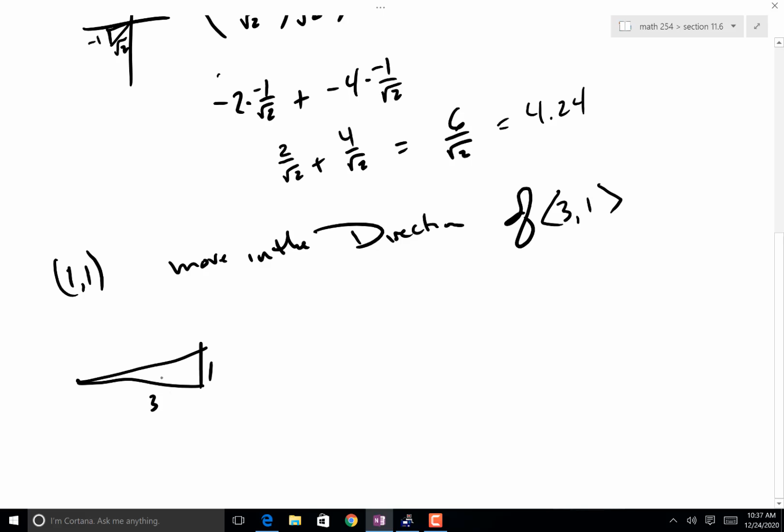So let's draw that picture up. (3, 1), whatever, square root of 10. Are you with me? That's the magnitude of that vector. So let's call our u (3 over root 10, 1 over root 10). Nice. Now let's go ahead and multiply it out. So if I were to do that, remember that my gradient was (-2, -4), I believe.